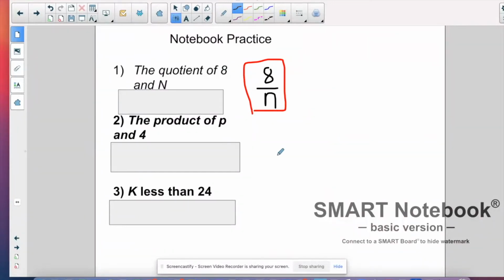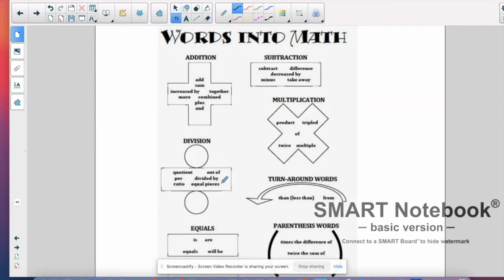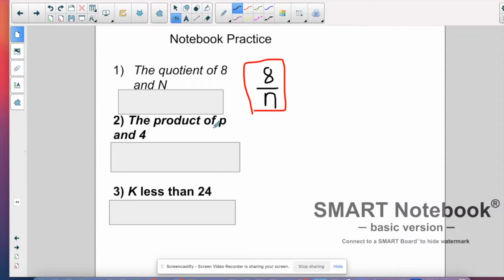Number two, the product of p and 4. So again, I go back to my sheet here, and I see product, which means multiply. So going back here, I want to write my answer as 4p. 4p. Easy peasy.